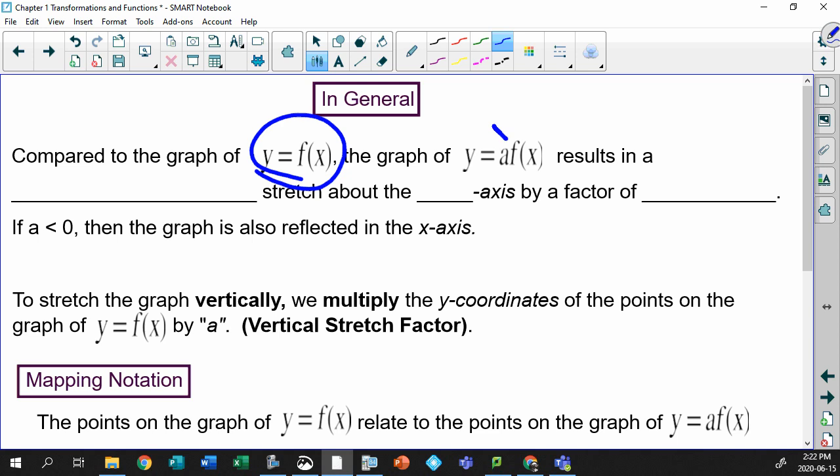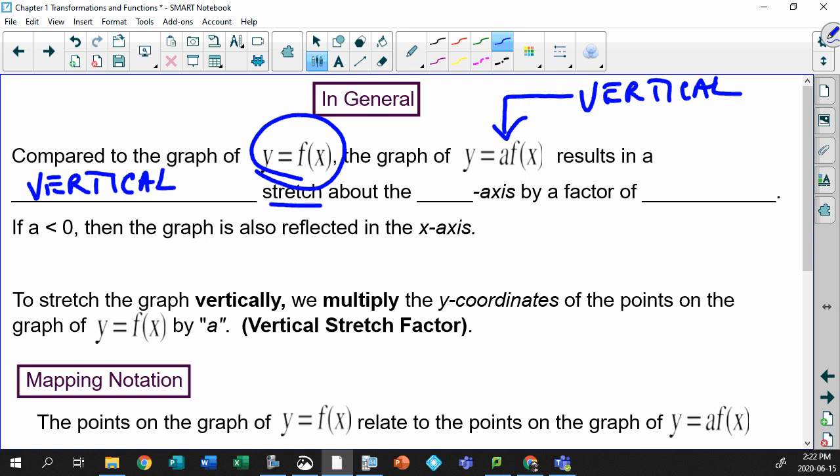Whenever we have an a up front, remember that that's a vertical. Okay, it's a vertical. Now, what does that mean? This results in a vertical stretch. Okay, a vertical stretch about what axis? Now remember, if you're not sure, do a quick sketch. Think about it. We're going to stretch this guy in this direction. So what axis are we going away from? We're going away from the x-axis. So it's a stretch away from, or about, the x-axis by a factor of just plain old a.